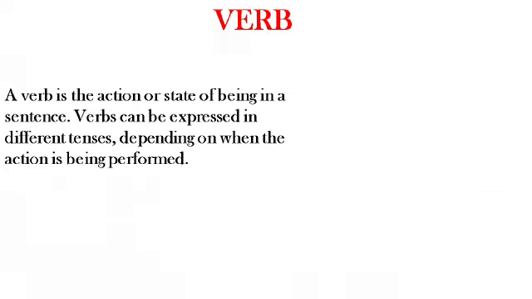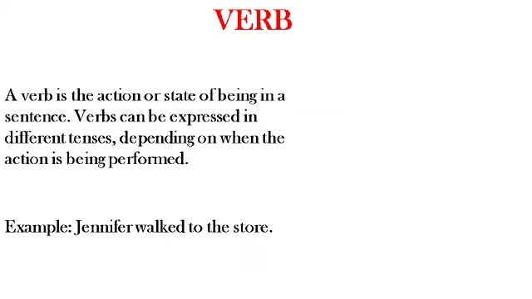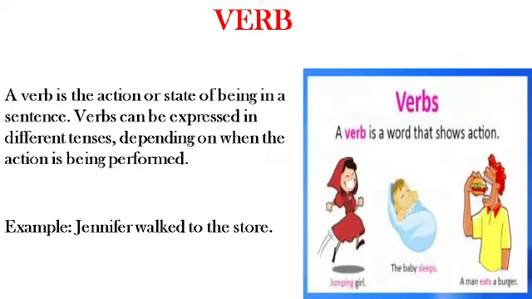Verb. A verb is the action or state of being in a sentence. Verbs can be expressed in different tenses depending on when the action is being performed. Example: Jennifer walked to the store. Here we can see in the picture, a verb is a word that shows action. For example, the baby sleeps. Sleeps is a verb. A man eats a burger. Eats is a verb.